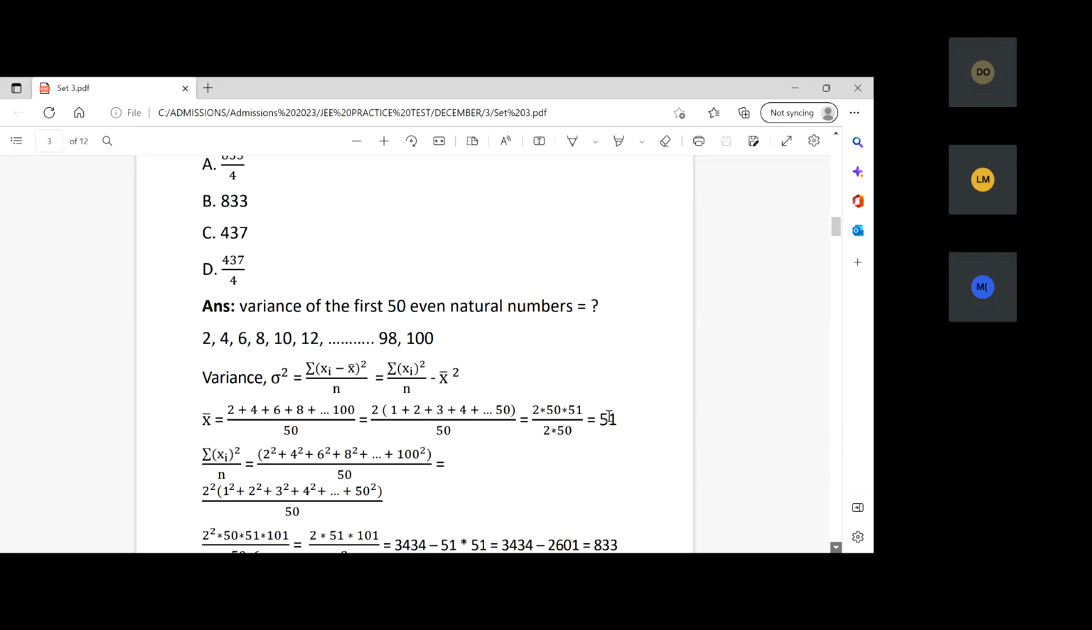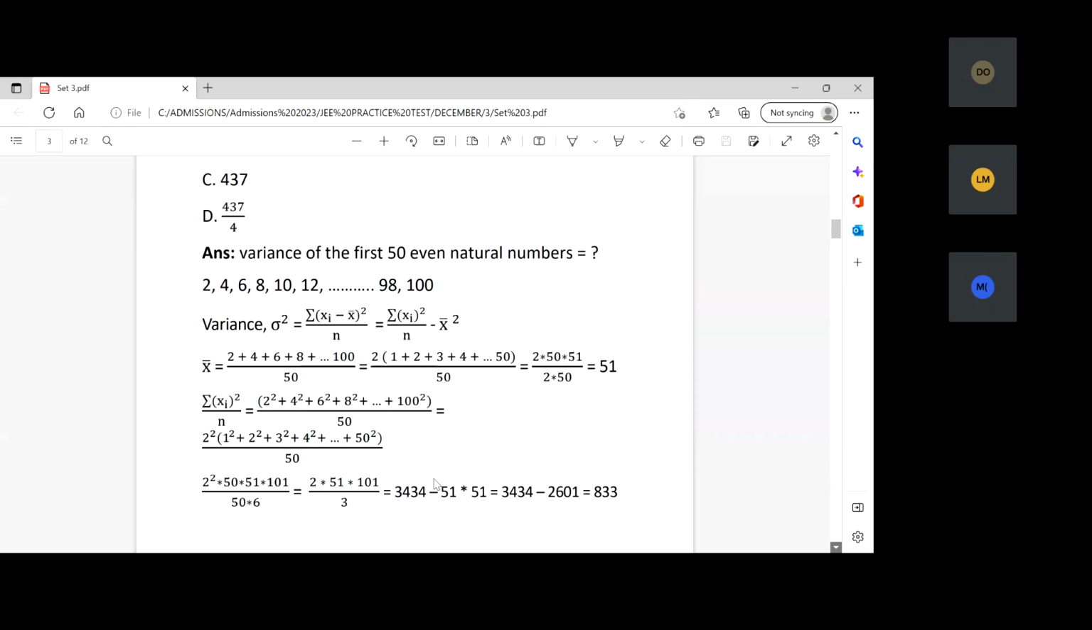Now what is xi square by n? So here we know the value, right? This can be 2, 4, 6 or 8 or anything up to 100. So 2 square plus 4 square plus 6 square plus etc. up to 100 square by 50. So here you can take 2 square outside. So you'll have the remaining terms here. So here it's the squares equation, n into n plus 1 into 2n plus 1 by 6. So you can use that formula, you can substitute it. So you have this term as 3434.